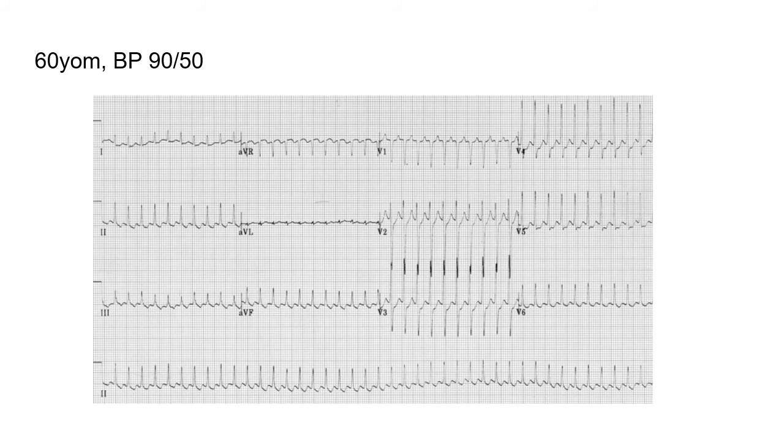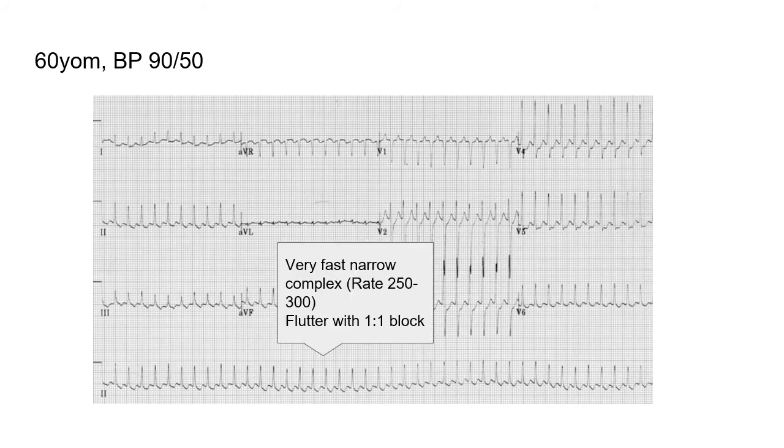All right. This is a 60-year-old. Blood pressure is 90/50. What is this? Is this narrow or wide? Narrow. Is it regular or irregular? Regular. Okay, so SVT or atrial flutter, maybe atrial flutter, right? Looks kind of fluttery a little bit. But the patient's 90/50, a little bit unstable. Treatment probably would just be a cardioversion, and then maybe try to rate control after that.